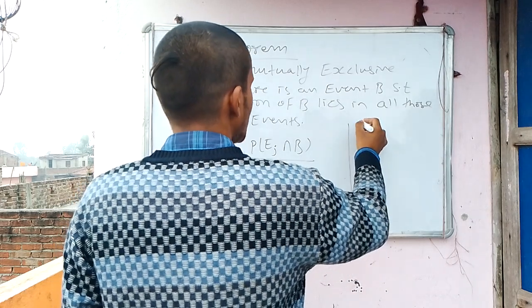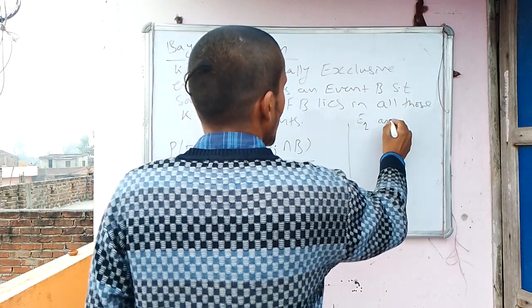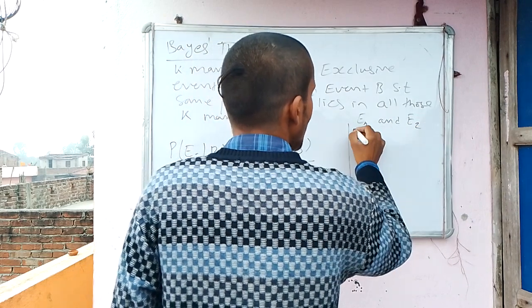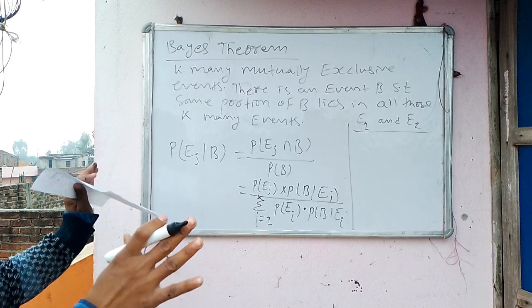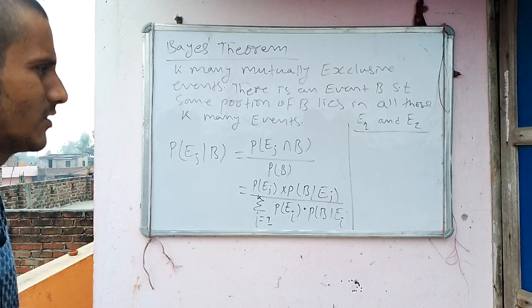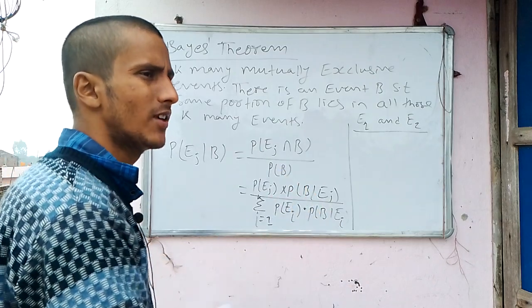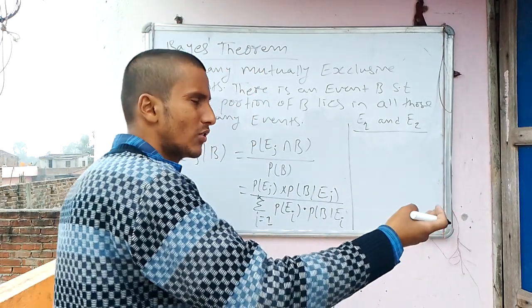and those mutually exclusive events are, let's name them E1 and E2. Why am I giving you the example of only two? Because now you get the feeling of this more intuitively. Does that make sense? You understand more intuitively if I have only two events. So two mutually exclusive events are there.